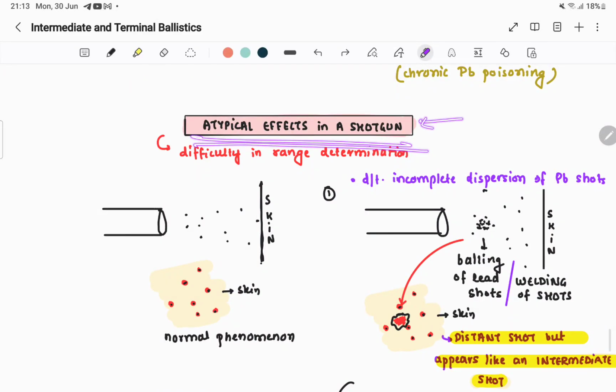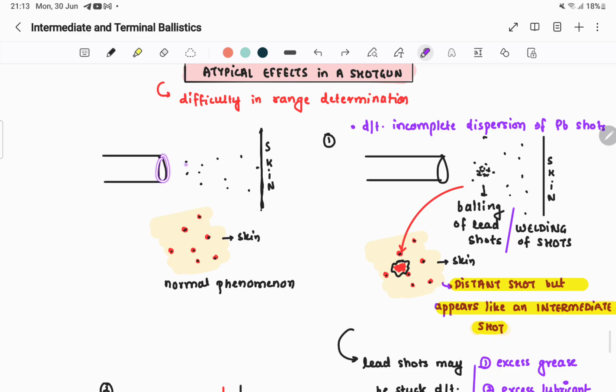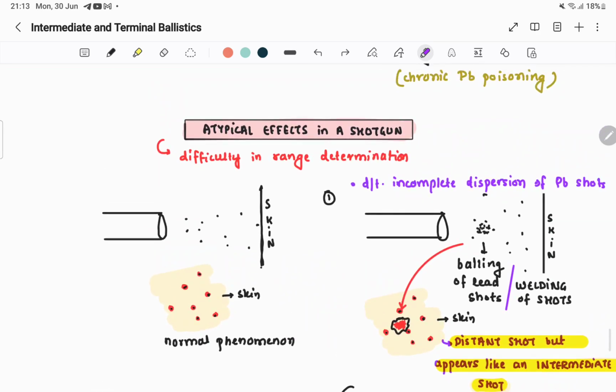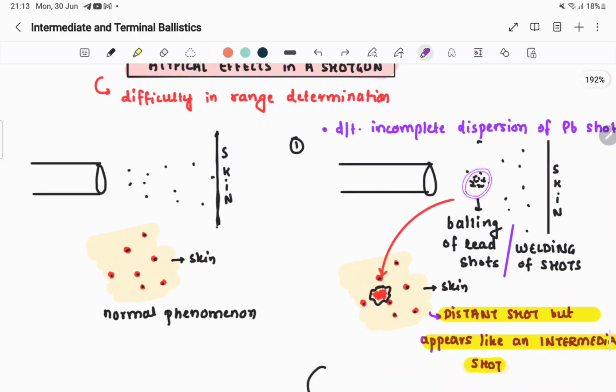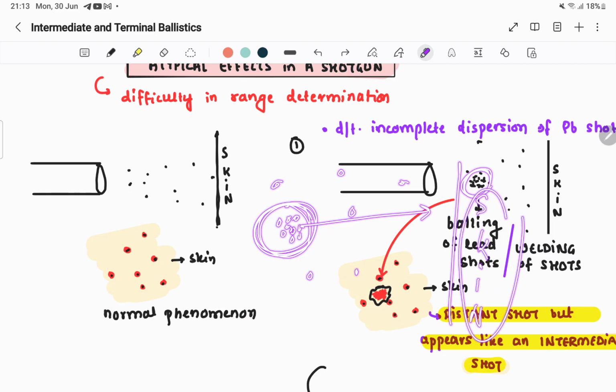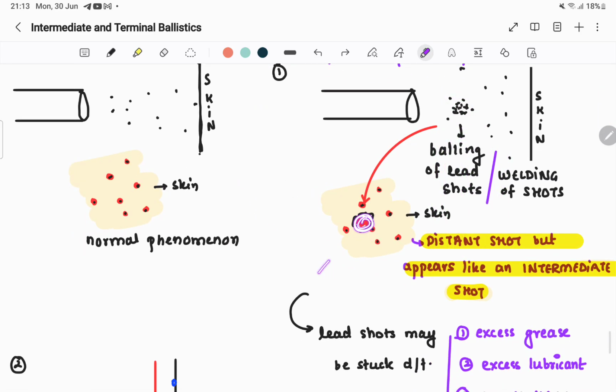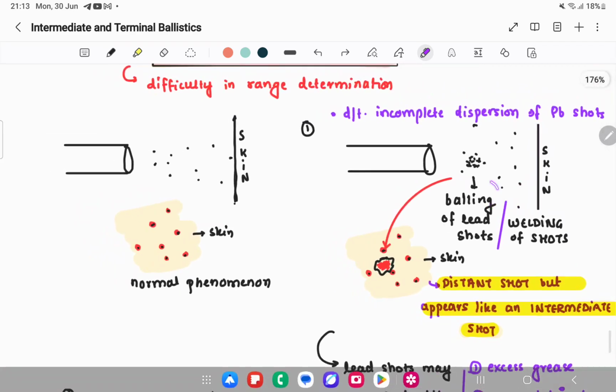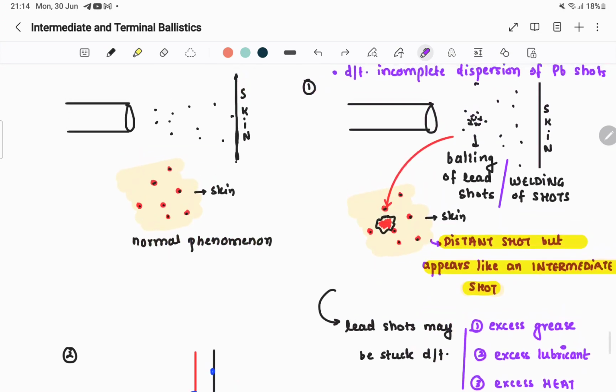Atypical effects in a shotgun. This is the normal phenomenon. Shotgun skin will have this type of thing, due to dispersion at more than 4 meter range. Let's say due to incomplete dispersion of lead shots, some shots may be balled together and some shots are dispersed. When this lead shot strikes the skin, it will produce a puncture wound like this. A distant shot but appears like an intermediate shot, due to balling or welding of shots.